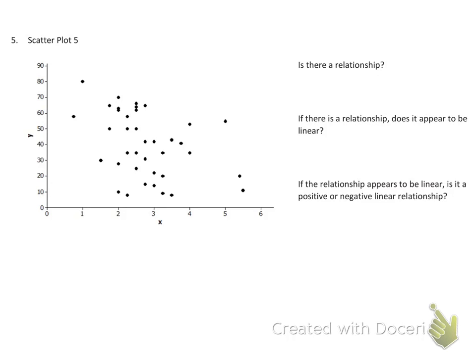Okay, let's look at scatter plot 5. This one is kind of interesting because at first glance, you might look at it and say there's no relationship. The points are just all over the place. But if you look again and look closely, you see that in general, there does appear to be a trend kind of going like this. As the x's get bigger, we tend to have more points lower, and as the x's are smaller, we have more points that are higher. So is there a relationship? Yes.